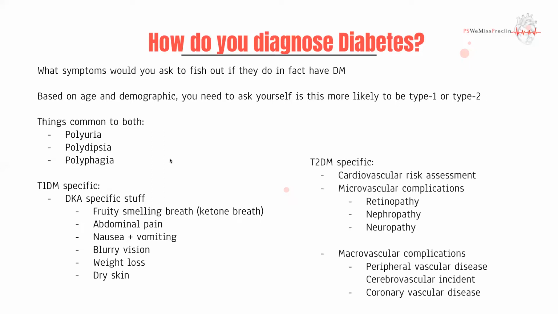With type 2 diabetes, it's really important to do a cardiovascular risk assessment, and assess their risk for cardiovascular disease and treat their metabolic syndrome or hyperlipidemia or hypertension. And then assess for microvascular complications, which are your three main ones. So you have retinopathy, nephropathy, neuropathy, and we'll talk about how you'd ask for that. And then you have your macrovascular complications like peripheral vascular disease, cerebrovascular incidents, and coronary vascular disease.